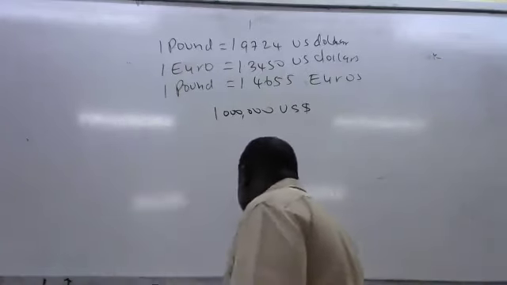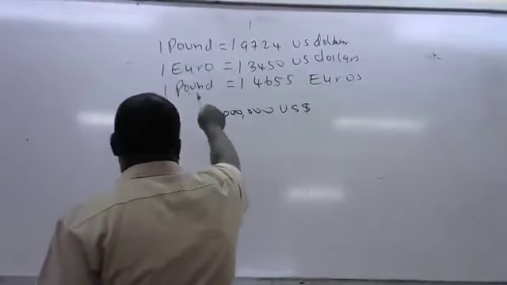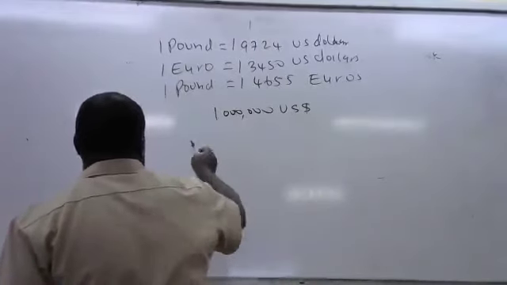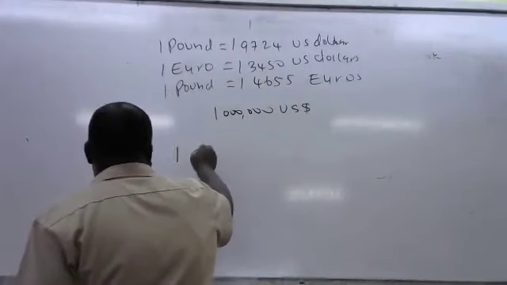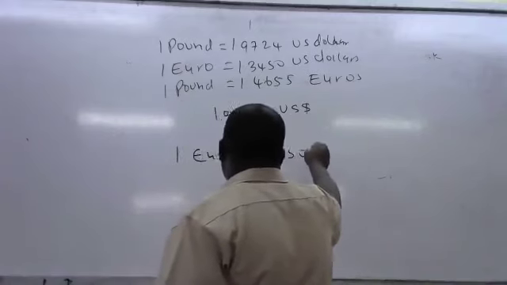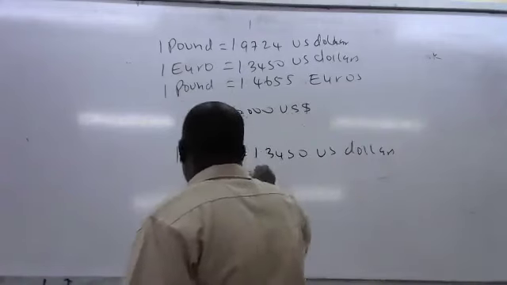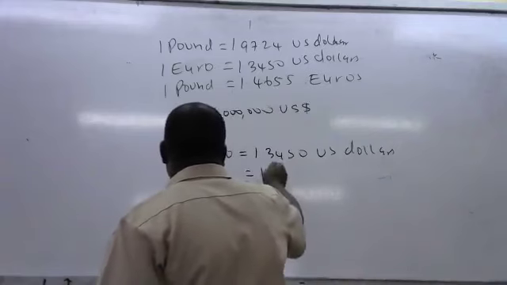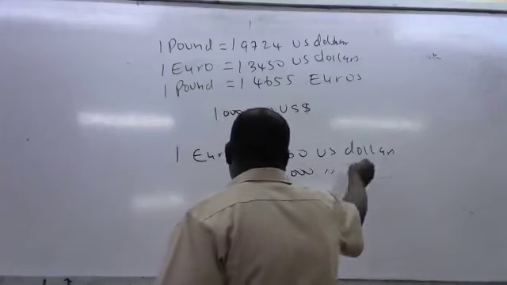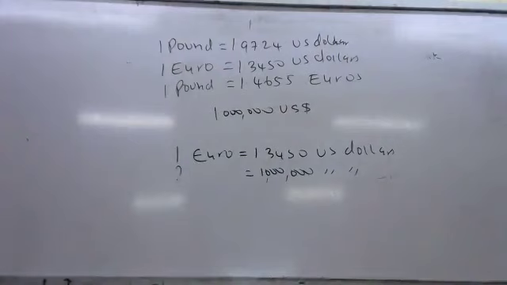So when we convert the dollar to the euro, you can see the exchange rate between the euro and the dollar. So 1 euro is equivalent to 1.345 US dollars. But we know there is 1 million US dollars. So when we convert that figure into euros, what figure will it give?